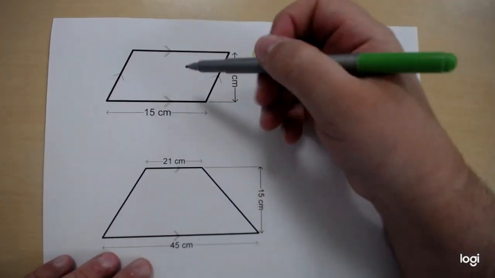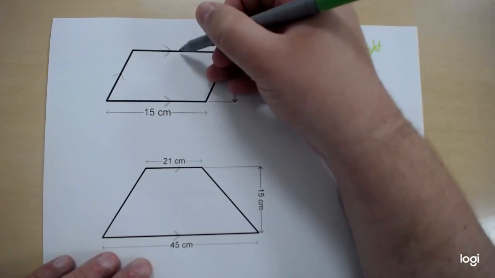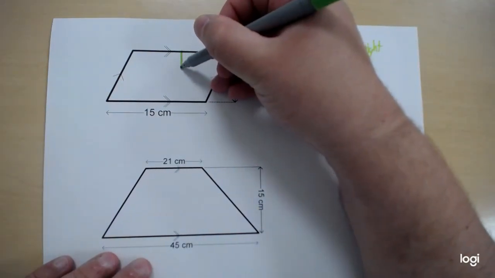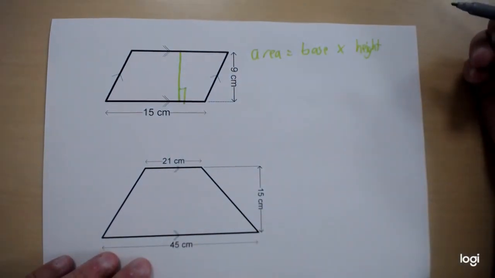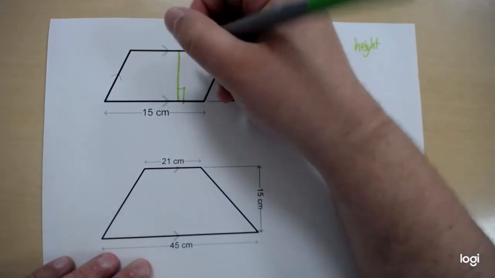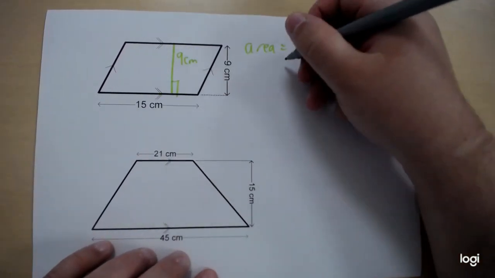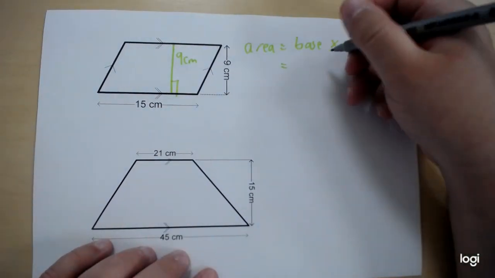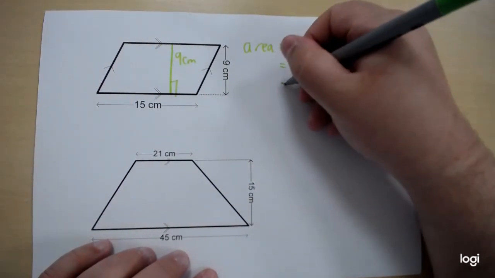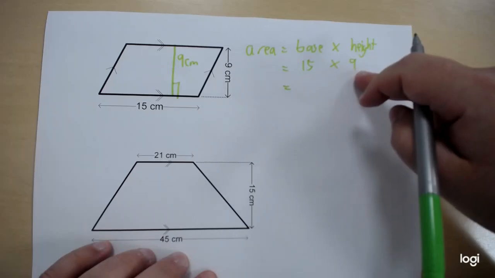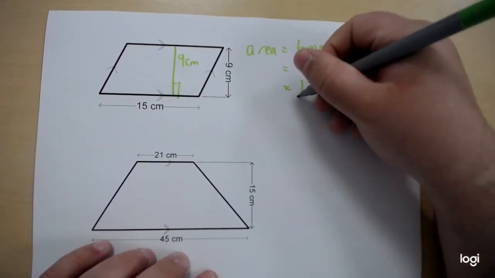The height of a parallelogram has to be the vertical height. So if we take any point here, we have to draw a line that is 90 degrees with the other line, and that is the height. In this case, it is 9 centimeters. Therefore, in order to find the area of this parallelogram, we'll have to multiply the base, which is 15 centimeters, by the height, which is 9 centimeters. And the answer, 15 times 9, is 135 centimeters squared.